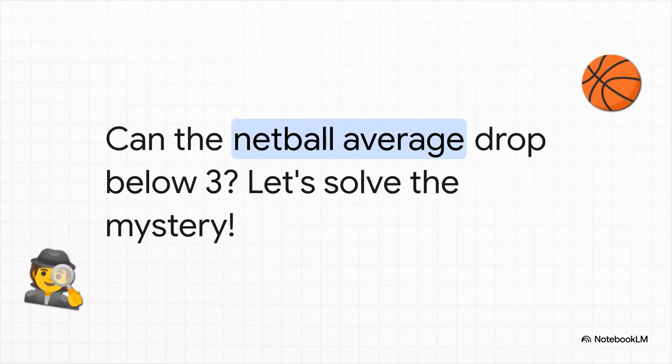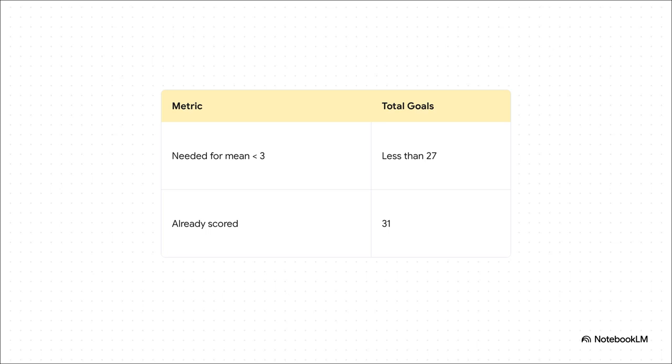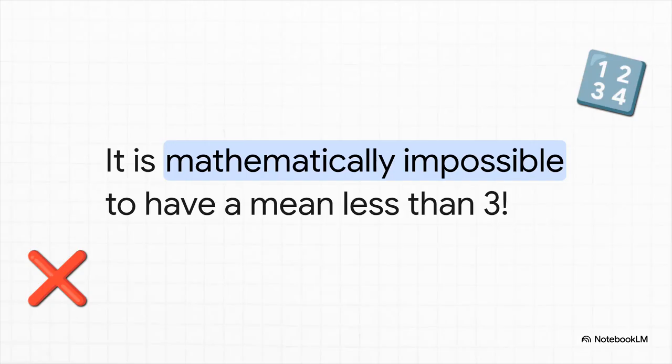Now for a mystery. If the netball average suddenly drops below 3, what's the missing data? An average under 3 means they need less than 27 goals total, but they already have 31. Meaning it's mathematically impossible based on the strict rules of how mean averages actually work.